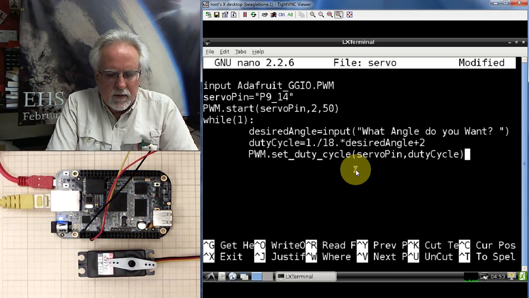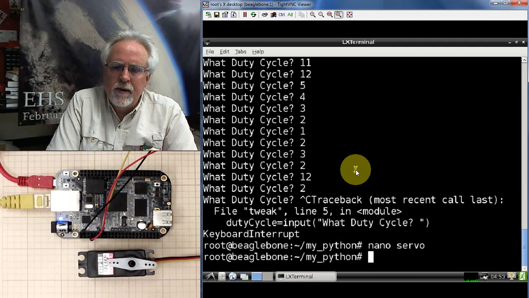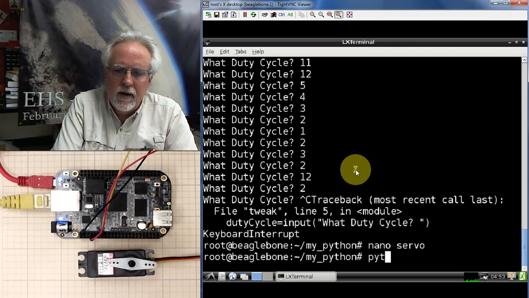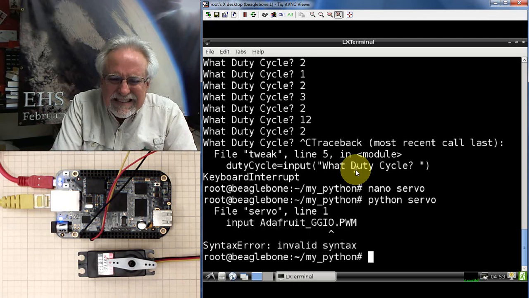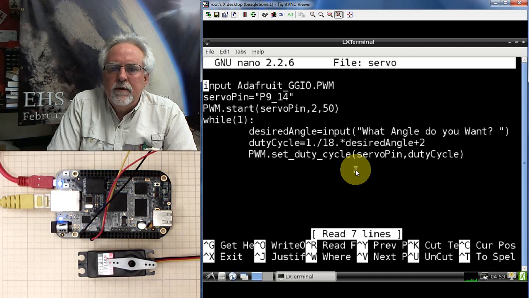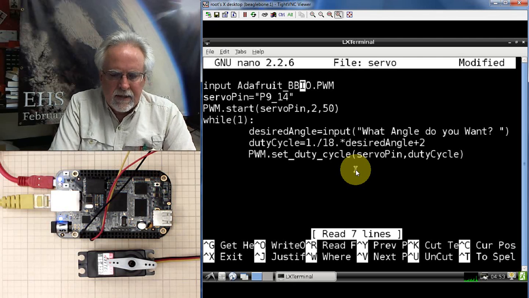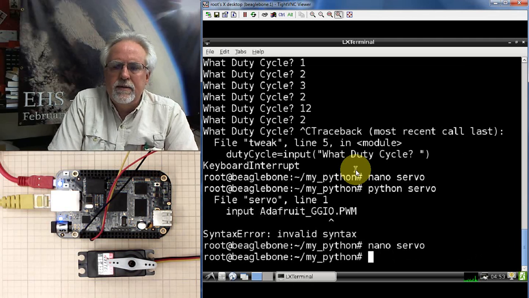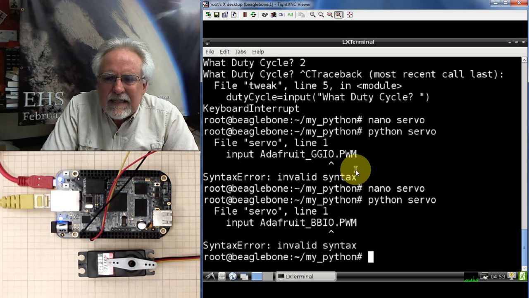I think this program is going to work, so I'm going to go Control O, Enter to save it, Control X to write out, and now we are going to Python the program servo. All eyes on the servo. I hope you guys caught that. Nano servo, import BBIO. BBIO. Got to get everything exact. Control O, Enter, Control X. All eyes on the servo. Ow! I'm making a lot of mistakes today.